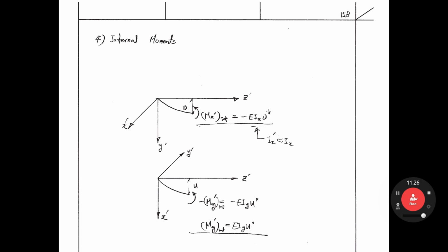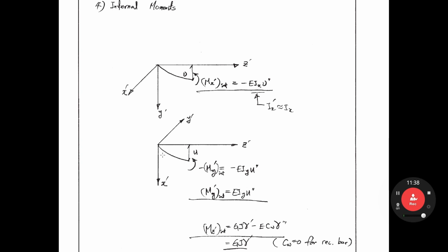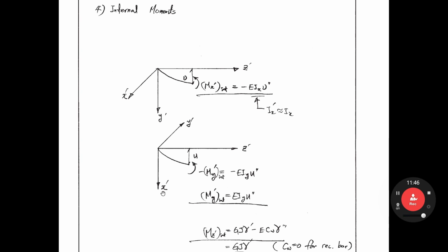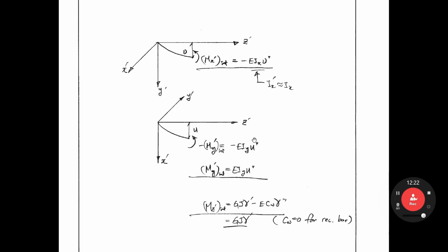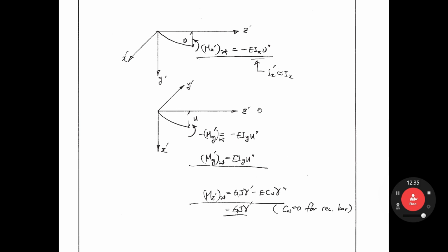Also, let's look at the My internal. So let's look at x prime, z prime, y prime. That is regarding My prime moment. My prime, this direction. So here y prime, if you compare to this one, is in the opposite direction. So minus My prime internal is equal to EIy u2 prime. So from this one you can get My prime internal equal EIy u2 prime. Right? How about Mz prime?